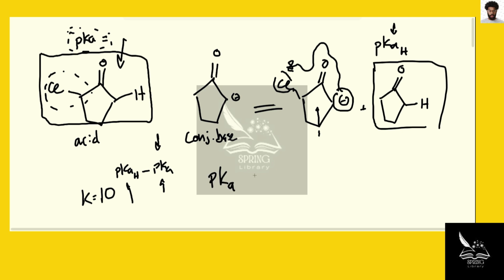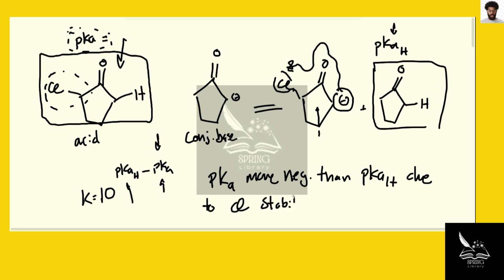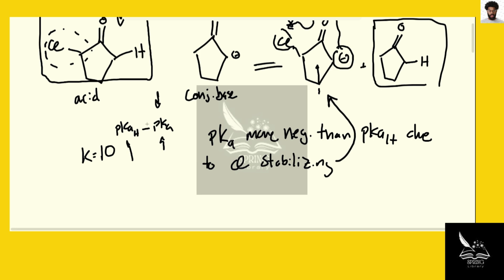So the pKa is more negative than pKaH due to chlorine stabilizing this structure right there. Okay. So we've got this number is more negative than this number.